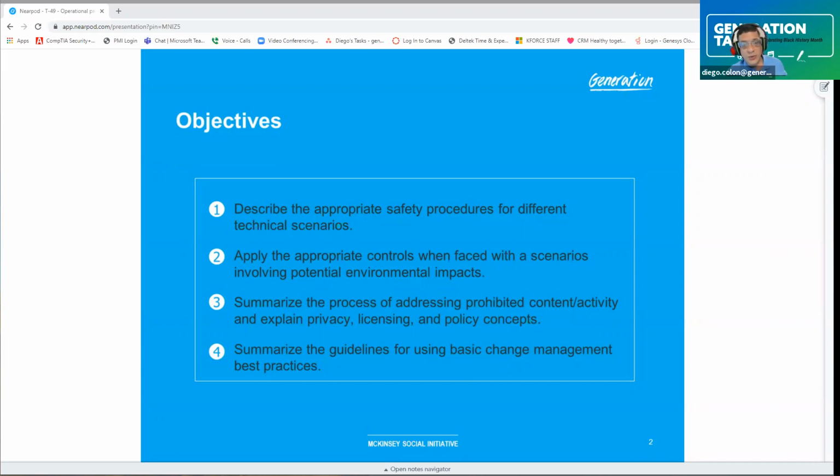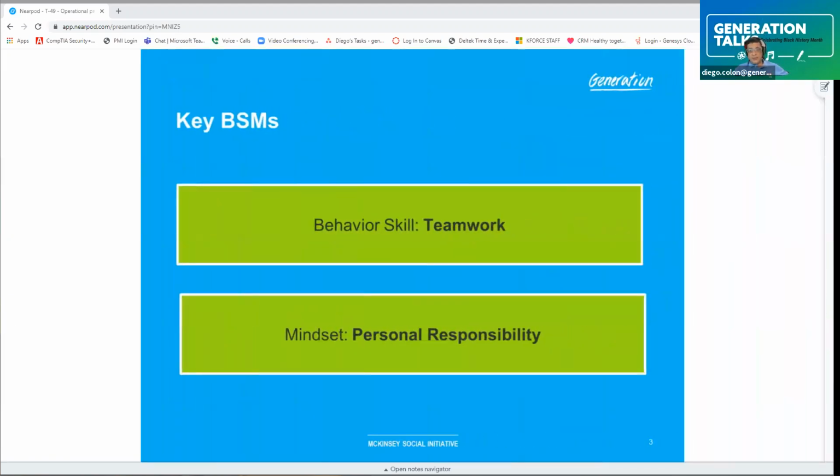Overall, what do we need? Teamwork. We also need personal responsibility when it comes to these things, because as I said, we are going to be handling and changing things, and we need to be fully responsible for all courses of action, specifically also when we're coming with the security portion of this, dealing with this prohibited content activity.